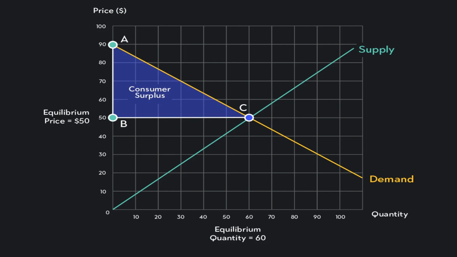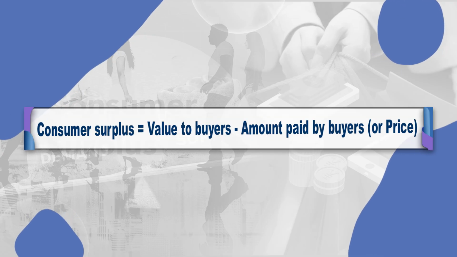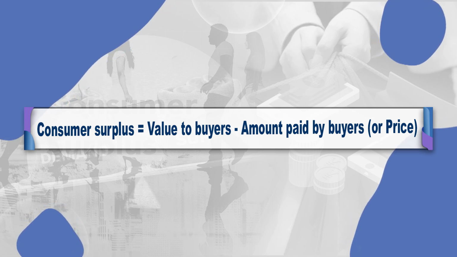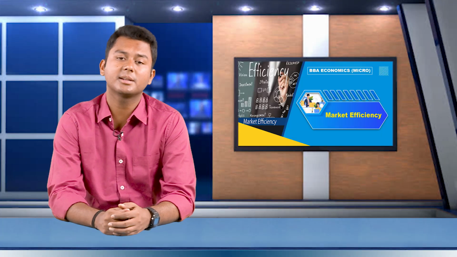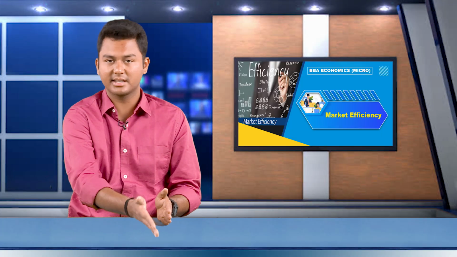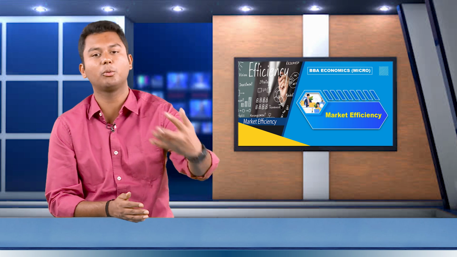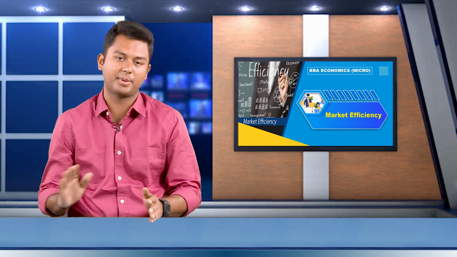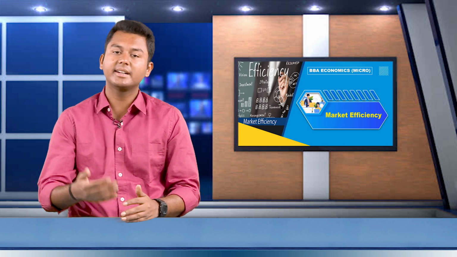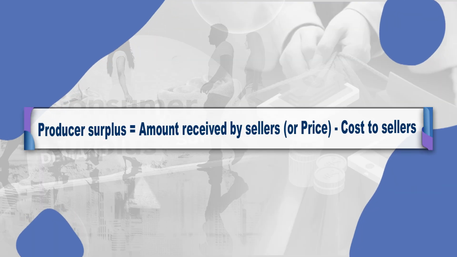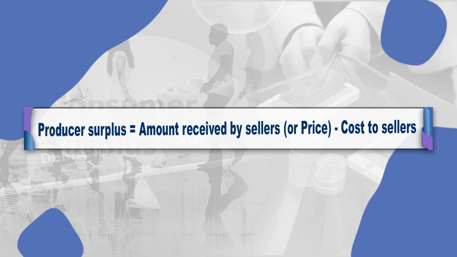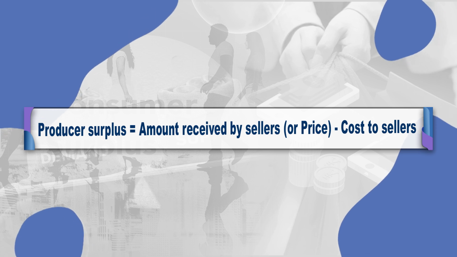So, as we have already discussed, we define the consumer surplus using this particular formula, that is value to buyers minus the amount that is actually paid by the buyers. So, consumer surplus is the willingness to pay, which represents how much a consumer is willing to pay for that good, that is how much they value that good, versus the actual price they pay. Similarly, we define producer surplus as the amount received by the sellers, that is the price at which the product was sold versus the minimum acceptable price, that is the willingness to sell.